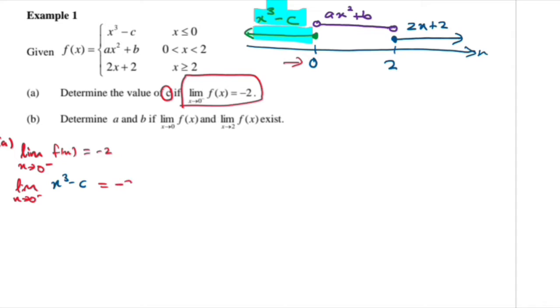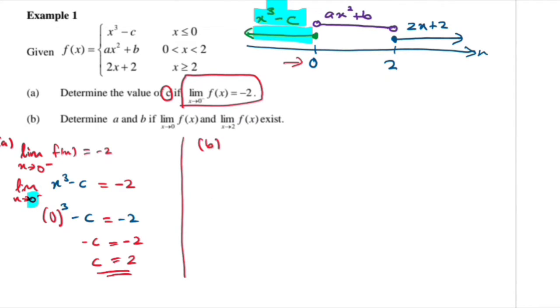And then on the right side, still write equal to negative 2 because we already know the value of that limit. Next, what you should do is the same steps as before. Substitute your x with the value 0, and the rest just follow. After that, 0 to the power 3 is just 0, minus c is just negative c. So the answer for c is positive 2. You have answered question A.